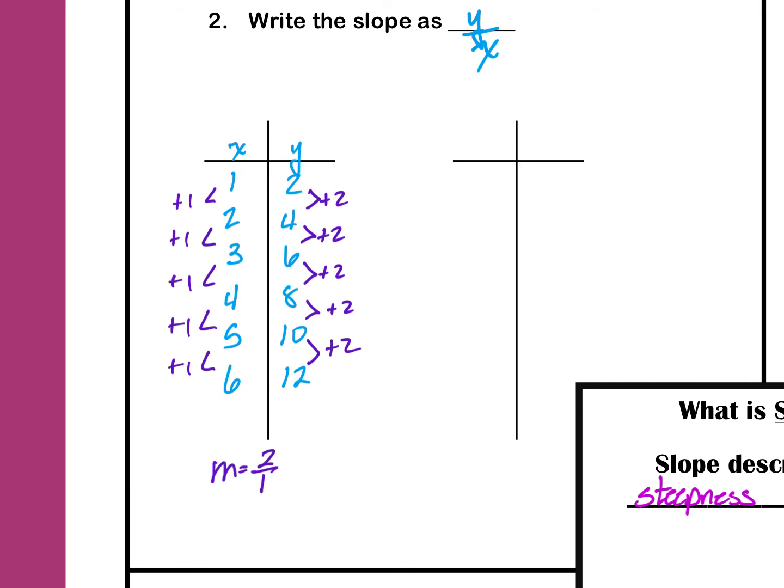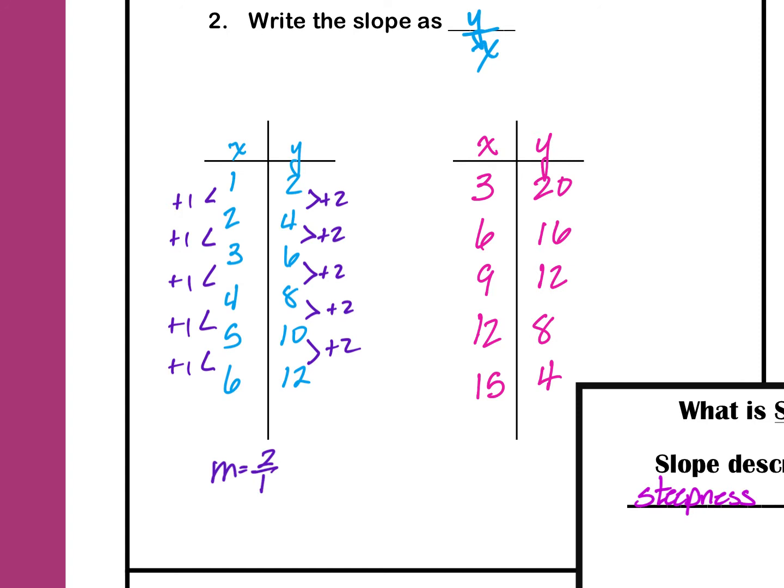Okay, let's choose a different one. Let's try this one. Now I want you guys to figure this out. I'm going to make a table. I want you guys to figure out what the slope is, okay? Ready? So I'm going to say my x values are 3, 6, 9, 12, and 15. And then my y values are going to be 20, 16, 12, 8, and 4.